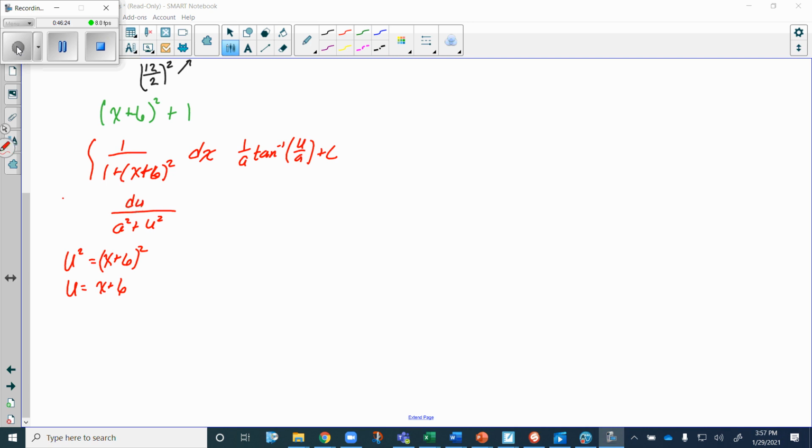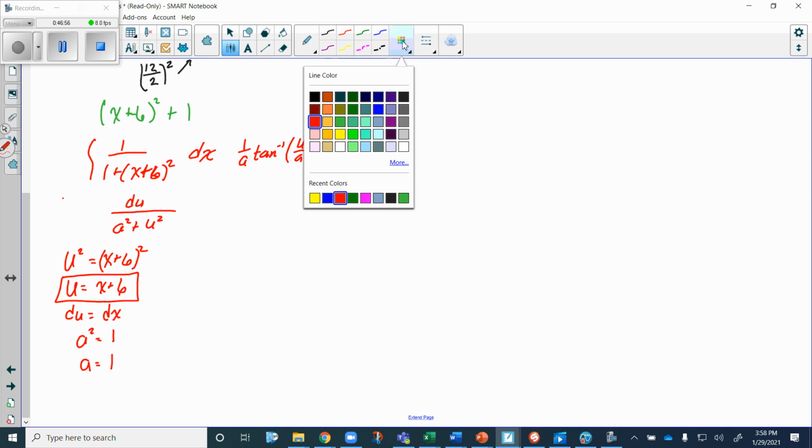And if you wanted to, you could get du to just be 1 dx. But du isn't really used in the rule that we're using for the integration. We just need a and u. So I have u here. Now let's get a. Here, a squared would be the 1. So a would be 1 again, because the square root of 1 is 1.